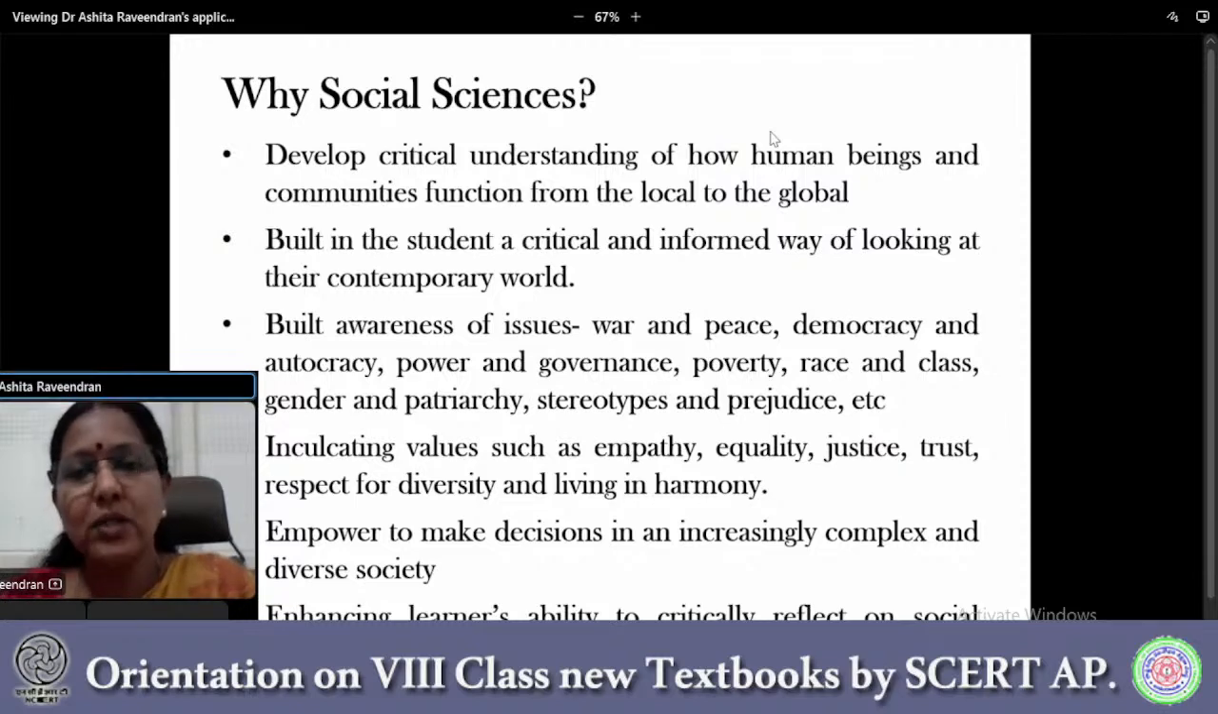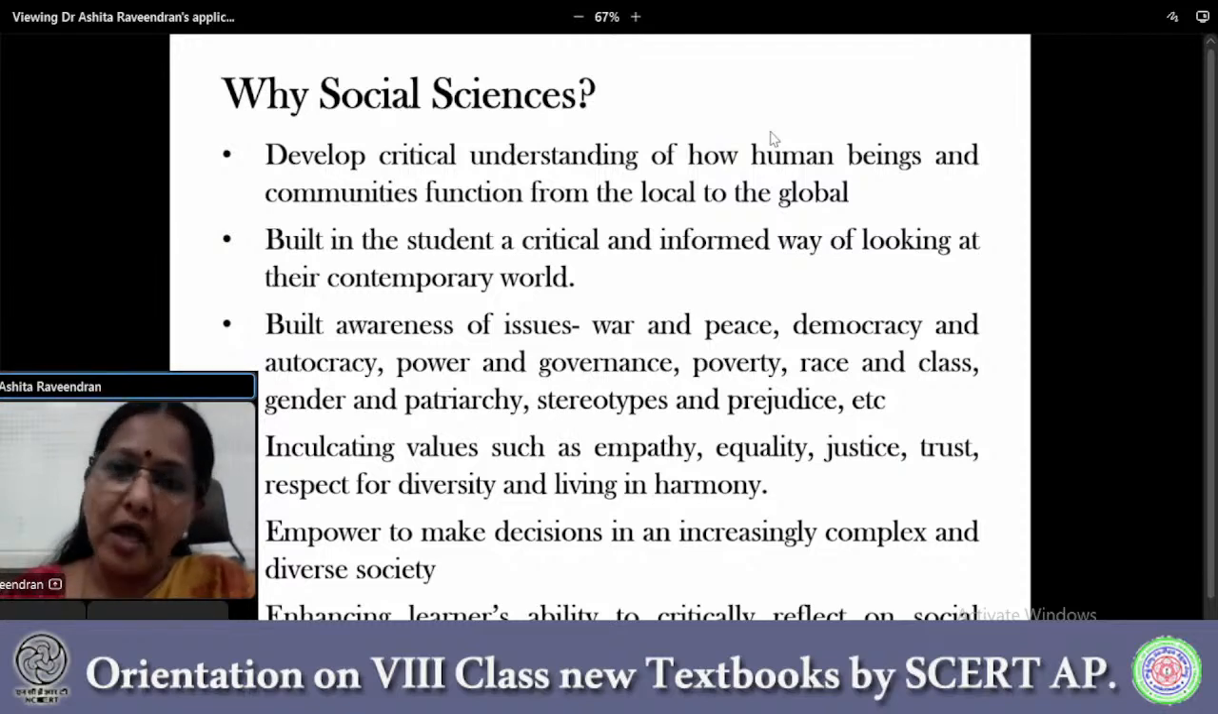So these values, and how people can live in harmony, can be imbibed through social science learning. When they learn about past histories, how wars have destroyed countries and how they have impacted the rulers. When you look at the Ashoka inscription, at what Ashoka wrote after the Kalinga war and what he felt, the importance of peace can be inculcated in the child.